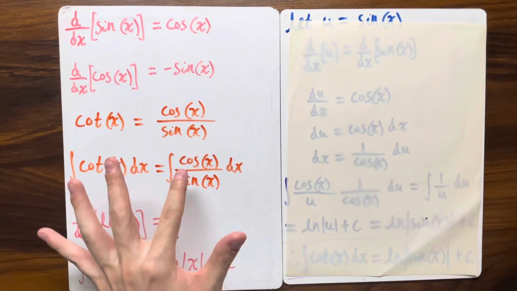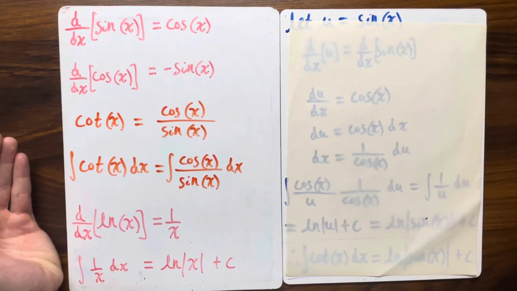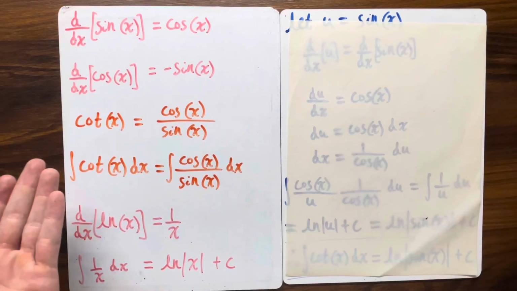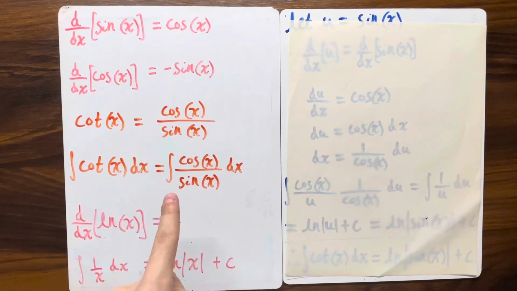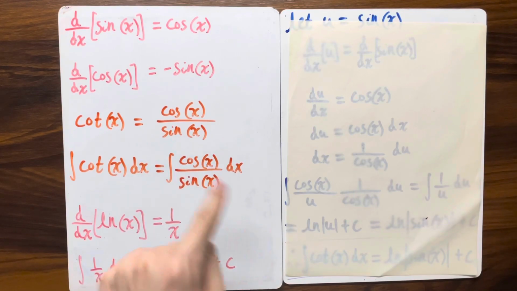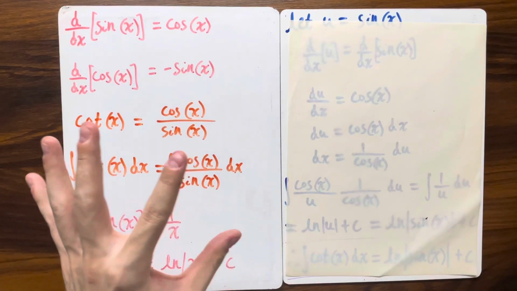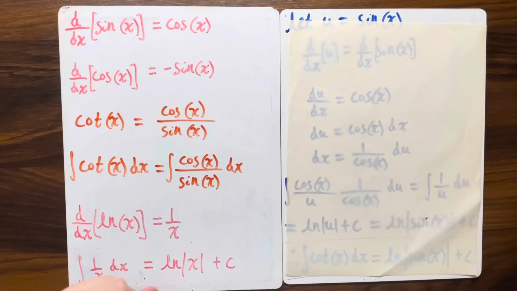We can rewrite it as a quotient, but we can't use the quotient rule because the quotient rule is for derivatives, not for integrals. But what we can do is notice that the derivative of sine is cosine. So maybe we can do some sort of integration substitution and simplify this integral.